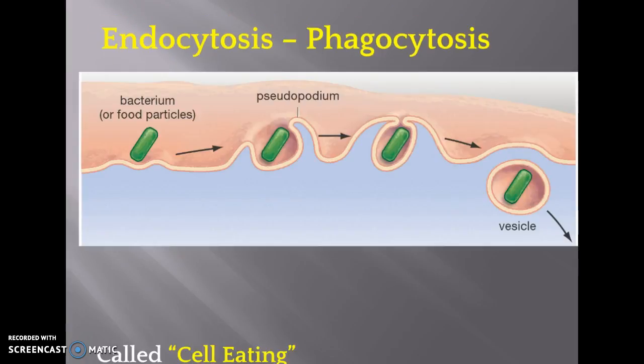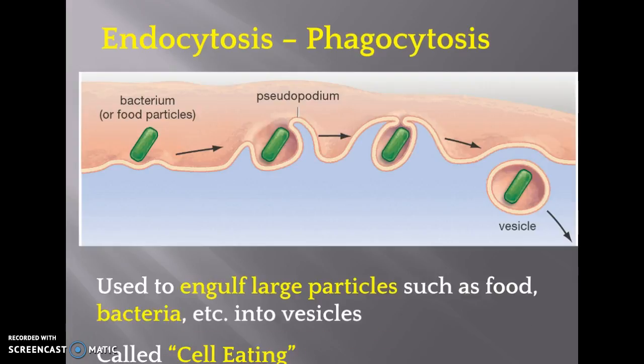And then the third kind is what I call phagocytosis, or cell eating. And this is where you will have an actual kind of particle or food that is brought into the cell. Bacteria are going to use this. Amoebas are going to use this process in order to engulf their food and then be able to digest it.